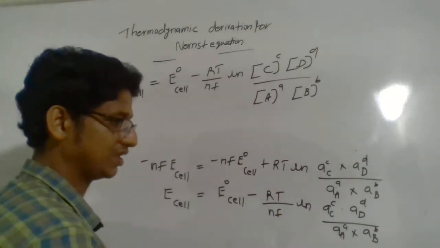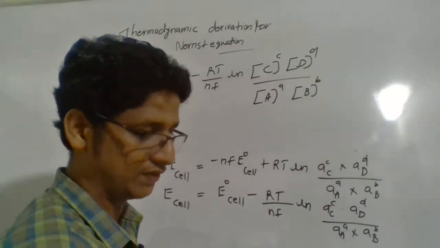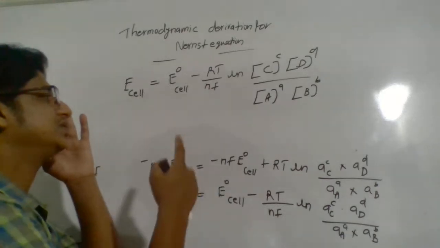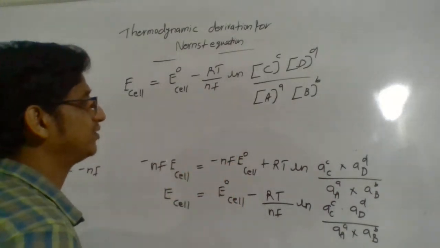If the concentration of the electrolyte is very low, not high, we can use concentration. If the concentration of the electrolyte is high, then we have to talk in terms of activity. So simply we can represent this. And now let us have the simplified equation.